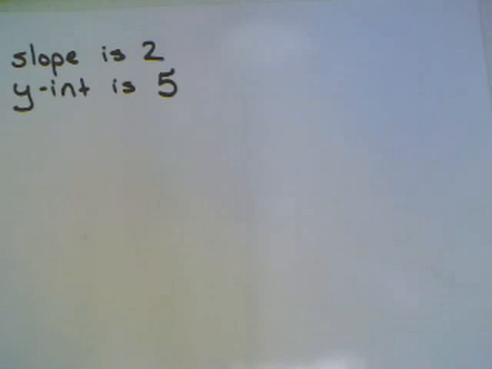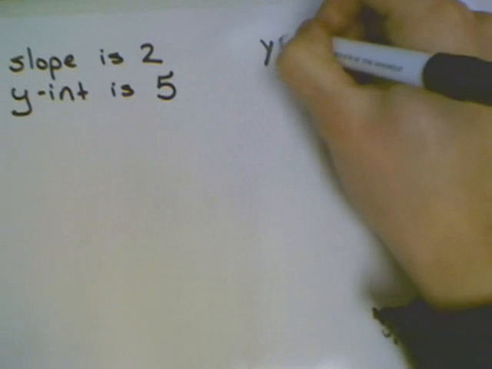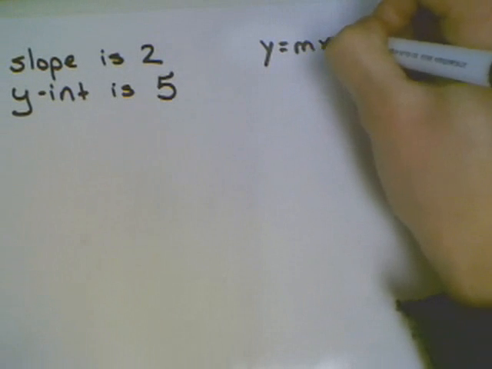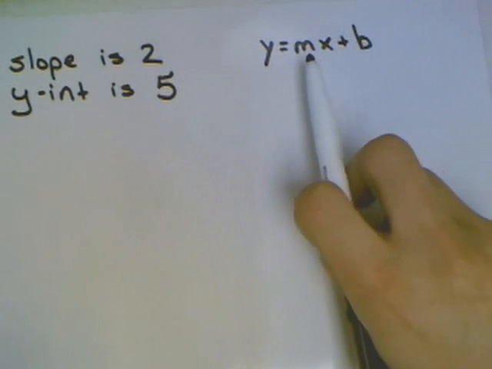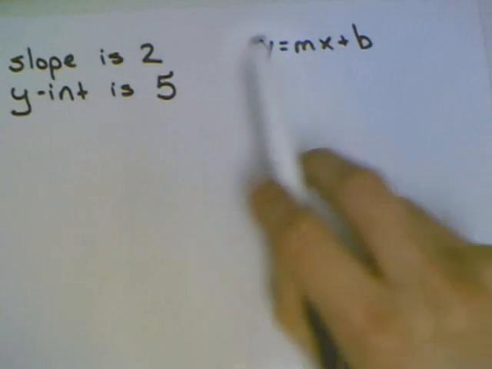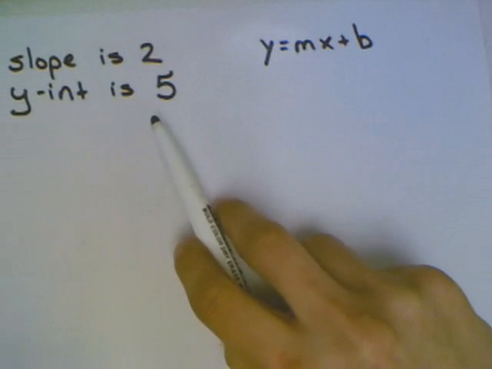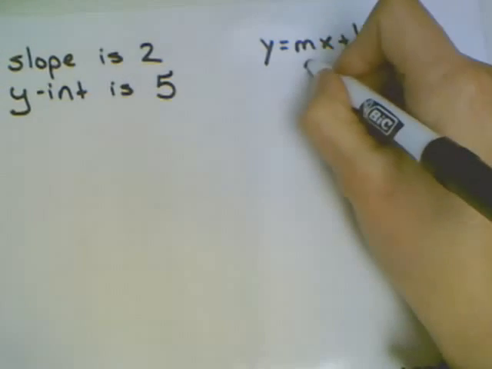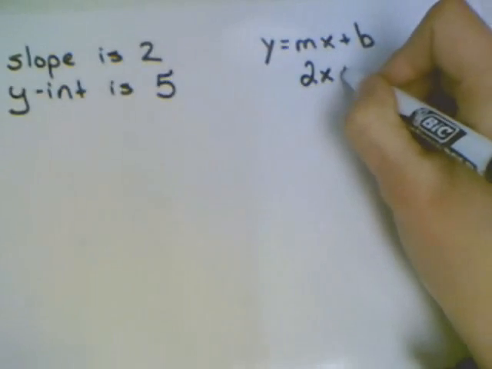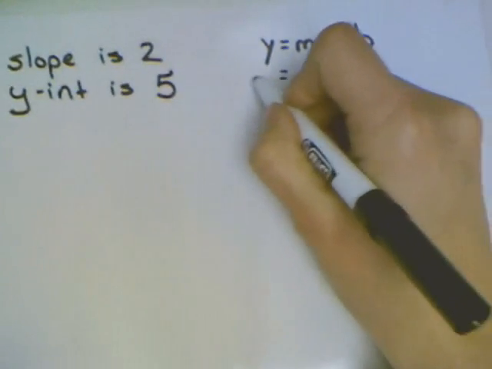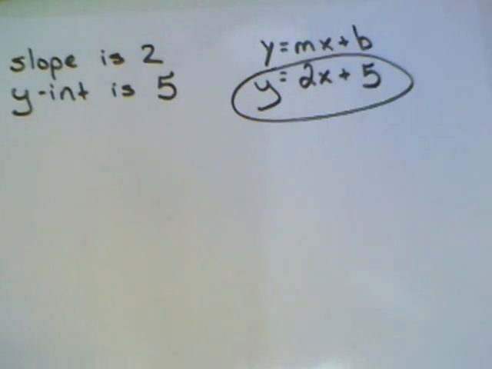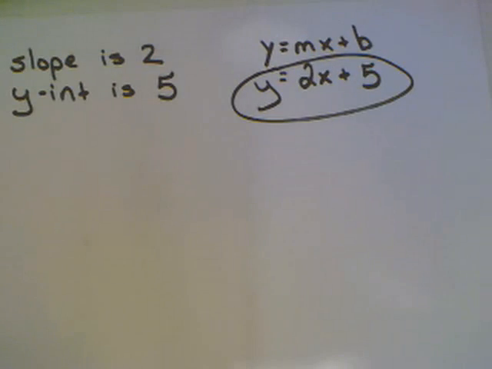To write the equation of a line whose slope is 2 and y-intercept is 5, I'm going to use slope-intercept form. y = mx + b. x and y I want in the equation, but I need to figure out values for m and b. The nice part about this problem is I'm just given those values. The slope is 2, and that's the m, and the y-intercept is 5, that's the b. So the equation of this line is y = 2x + 5.